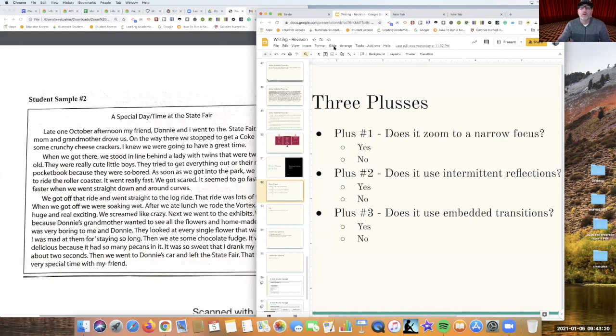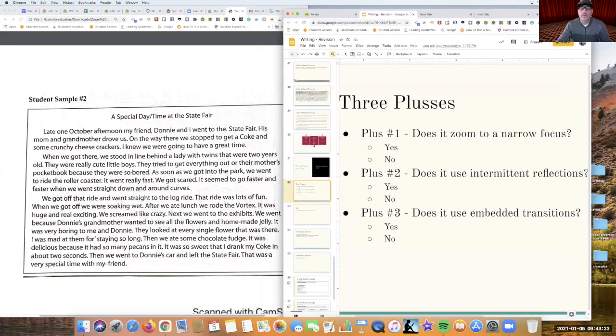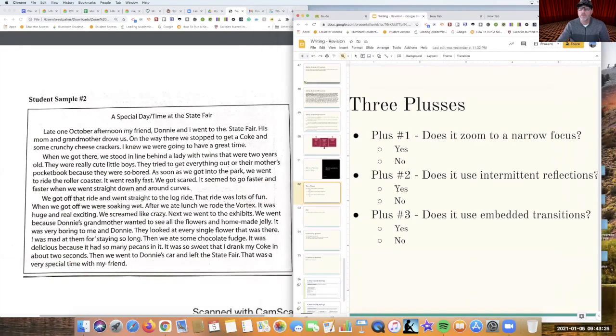All right. Apparently there is a very loud helicopter above my house right now. So my apologies if you can hear that.